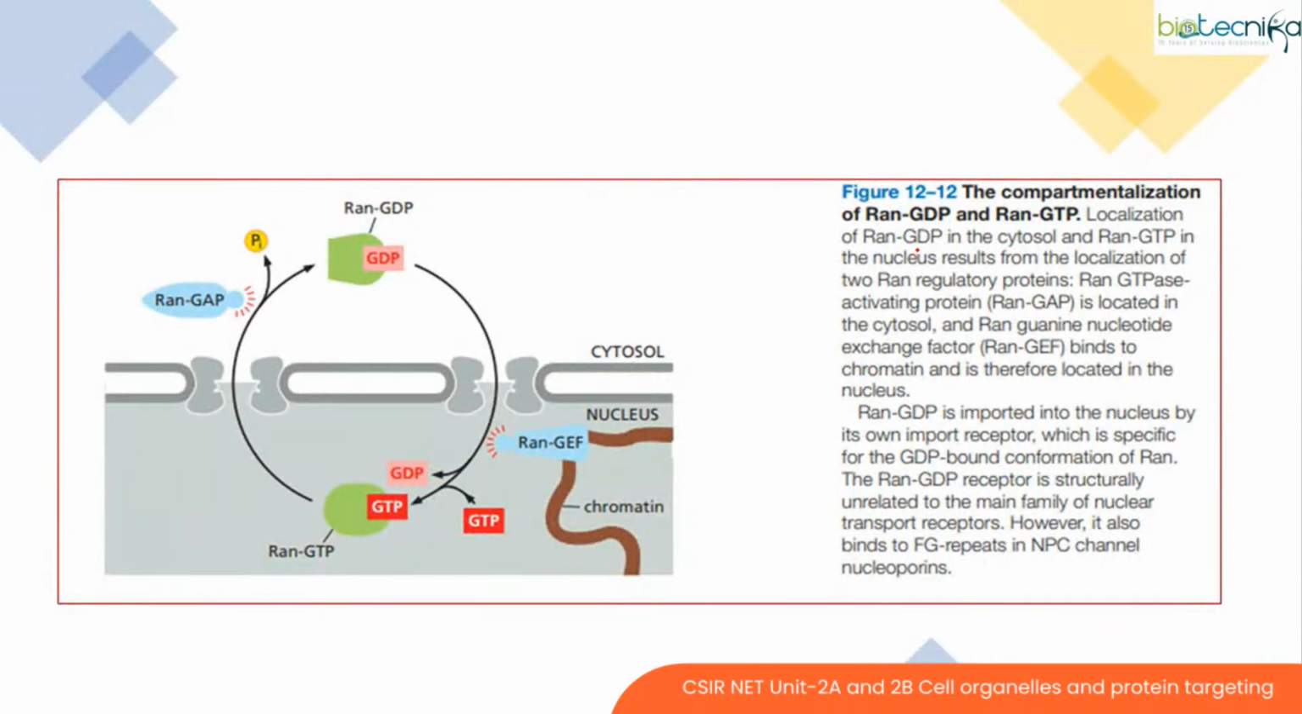Because we have two different proteins or enzymes present. RAN-GEF is located in the nucleus and helps in the GDP-GTP exchange. On the other hand, in the cytoplasm, we have RAN-GAP, a GTPase activating protein. That helps in the hydrolysis of GTP, and that's the reason you'll find RAN-GDP in the cytoplasm. Whereas the active version of RAN protein, RAN-GTP, is present in the nucleus because of this guanine exchange factor, which is tethered to the chromatin present in the nucleus.